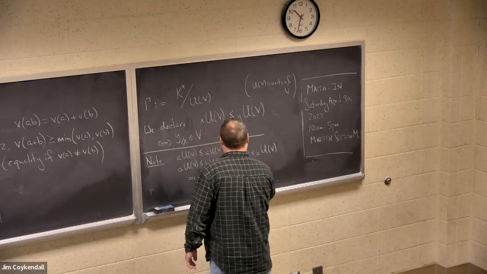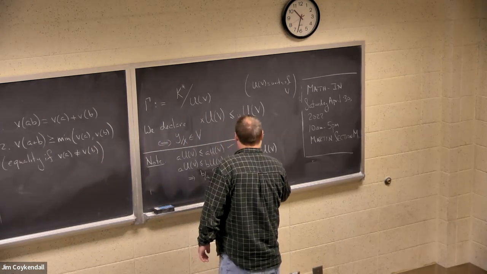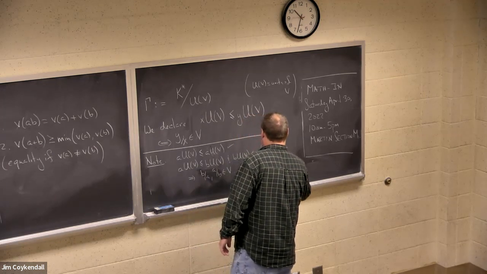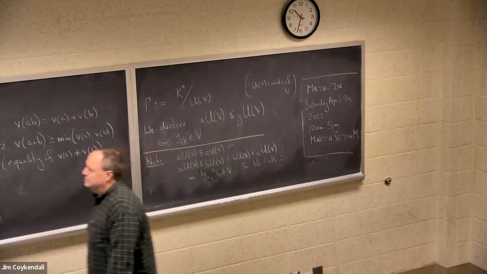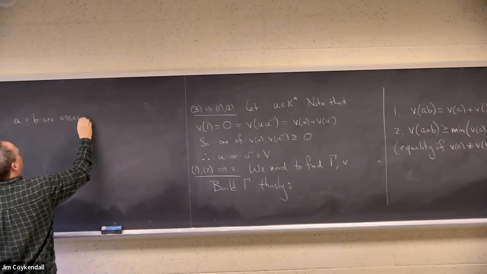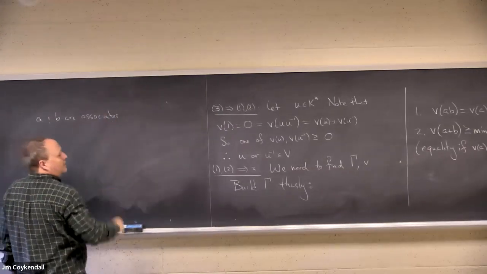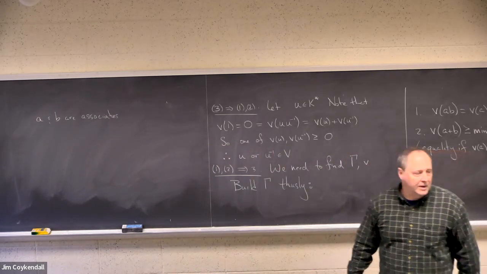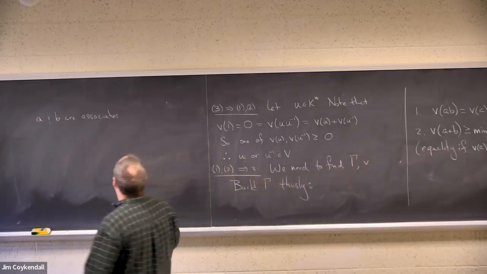So B divides A and A divides B. Therefore, A and B are associates. Right. A divides B, B divides A. That means since we're talking in an integral domain, they differ by a unit.